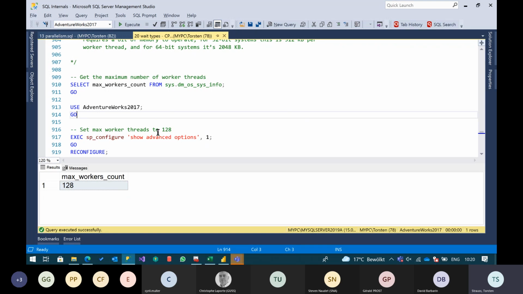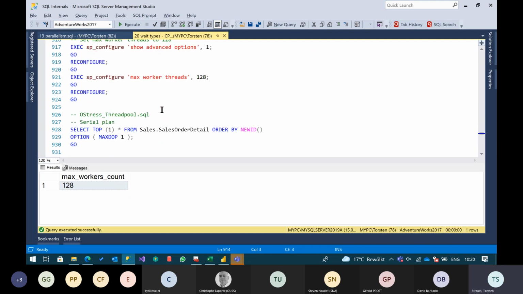So currently I limited my system, you can see it here, to 128. Normally it should be 576. But I do not want to run that many queries in parallel for the example which I'm going to show. Instead, I will lower the maximum worker threads. Yeah? So I can either do this or the other way around. The effect or the impact is the same.